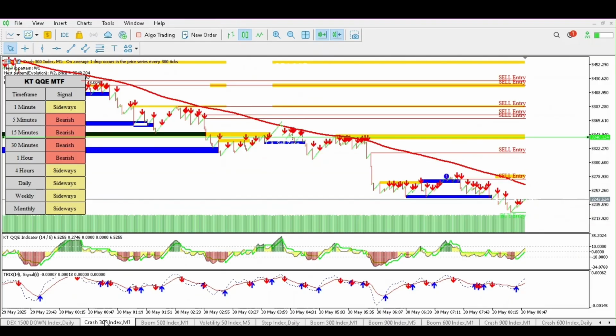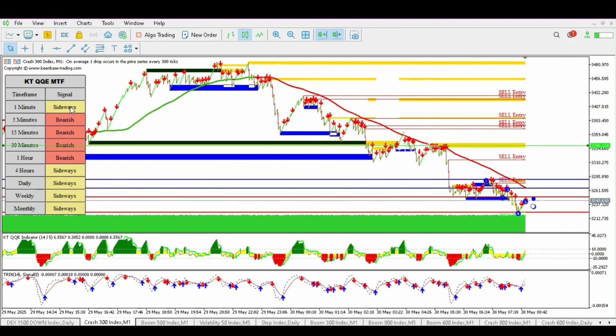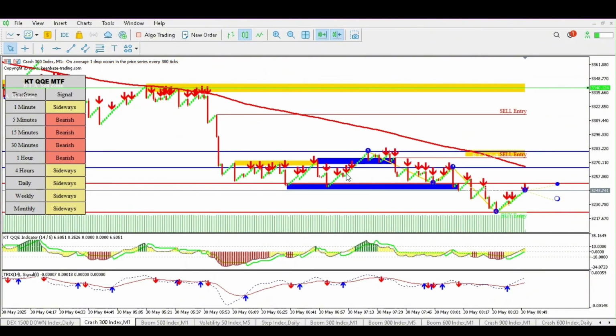So what do we have here? You can see that crash 300 is another pair that is very easy to trade. As you can see, it's moving well, guys. It's very easy to trade crash 300. So we can check on our daily time frame. Before you do anything, check on your daily time frame.